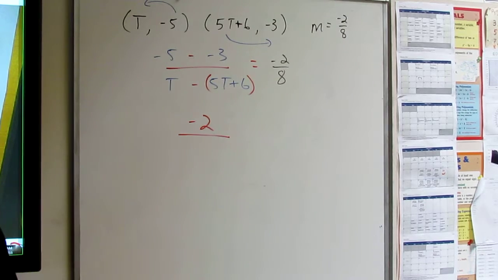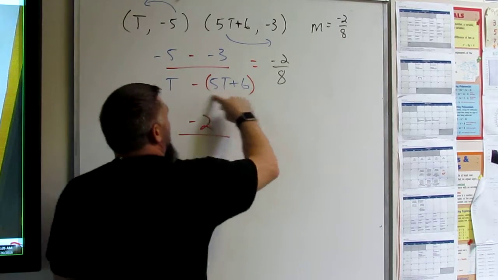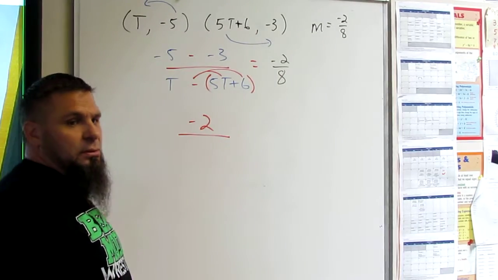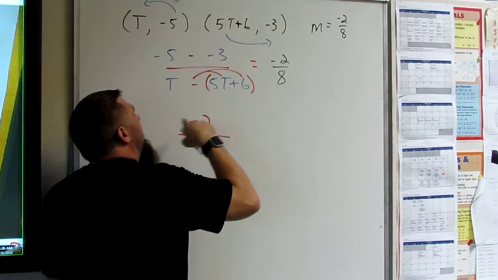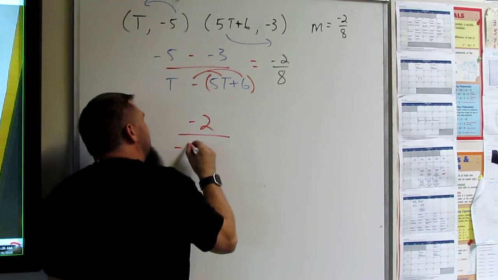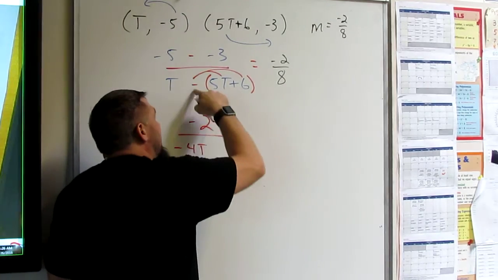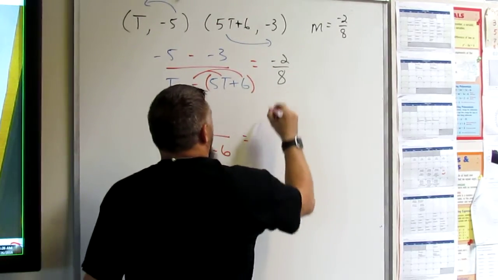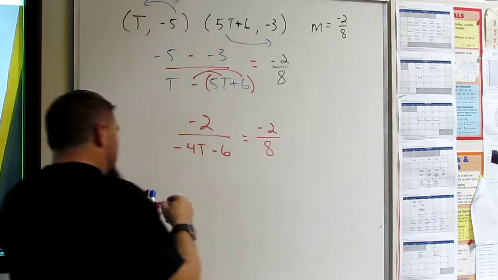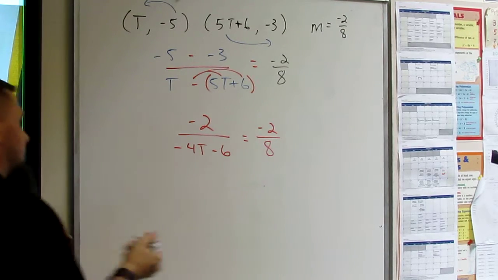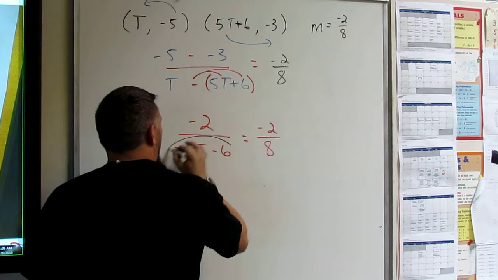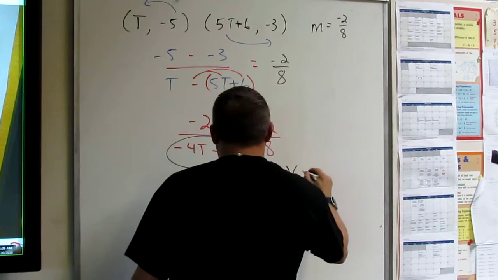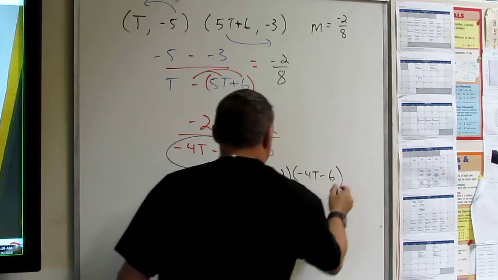That's the part that we messed up on. Everything gets subtracted. That means this gets changed and this gets changed. I did that wrong. Okay? So what is t minus 5? That's minus 4t, and it's minus 6. And that equals negative 2 over 8. And now we can cancel out the negative. So it's negative 2 times negative 4t minus 6.